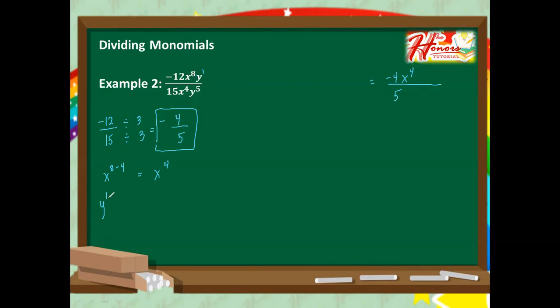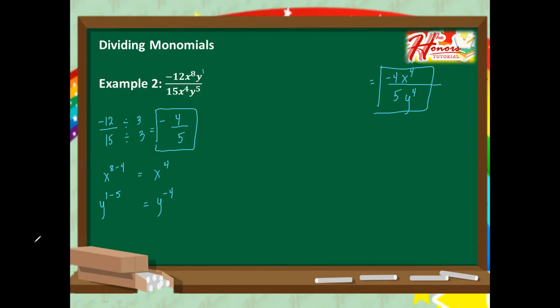So y raised to 1 minus 5 is equal to y raised to negative 4. It is a negative number, so we have to write it below and then make the exponent positive. And that's it. That's the final answer: negative 4x raised to 4 over 5y raised to 4. That is for number 2.